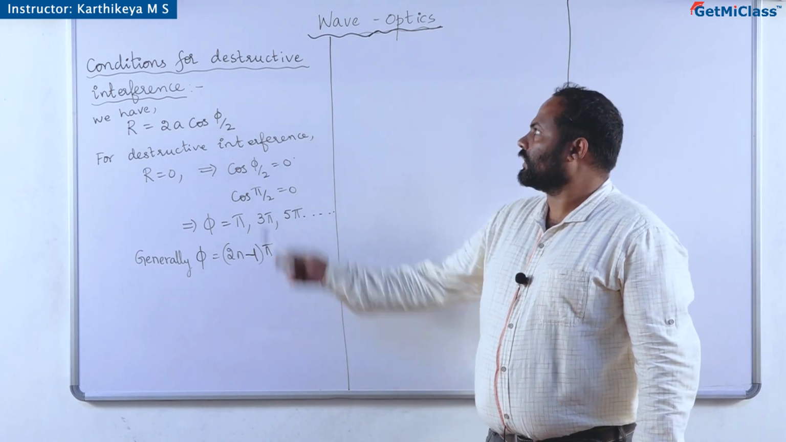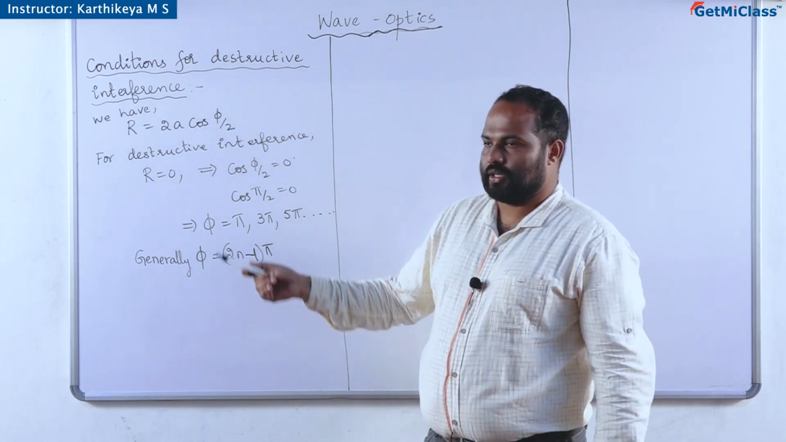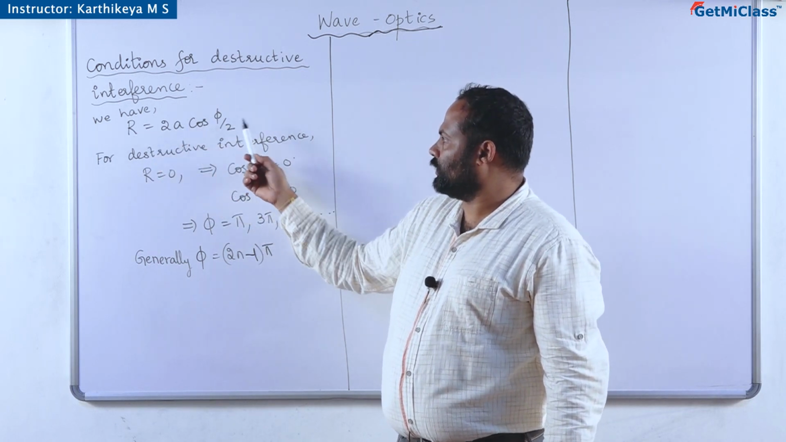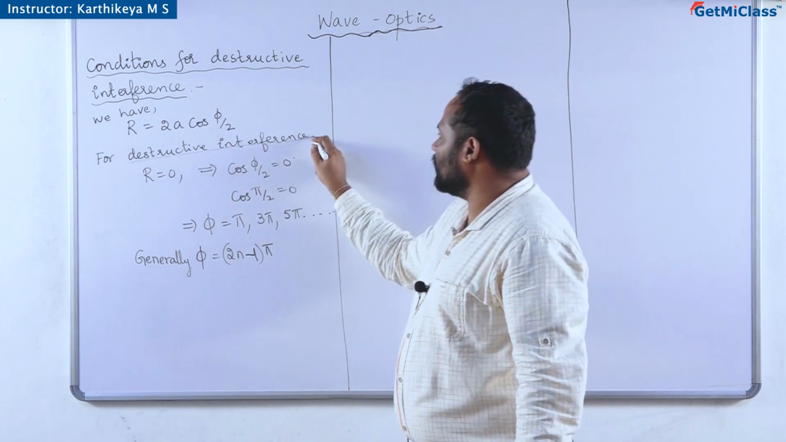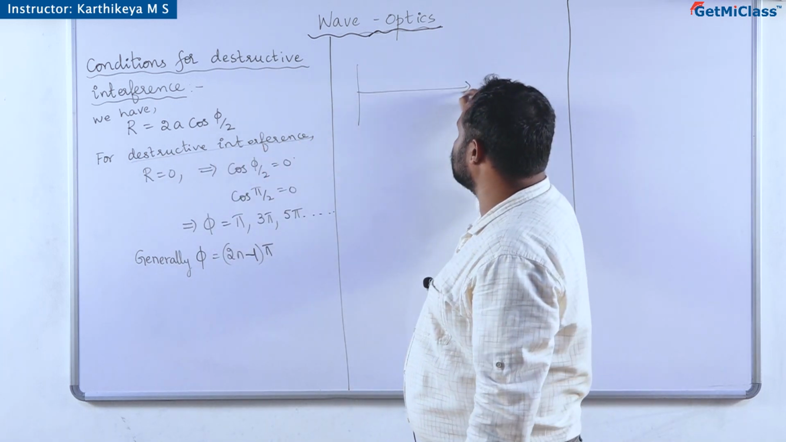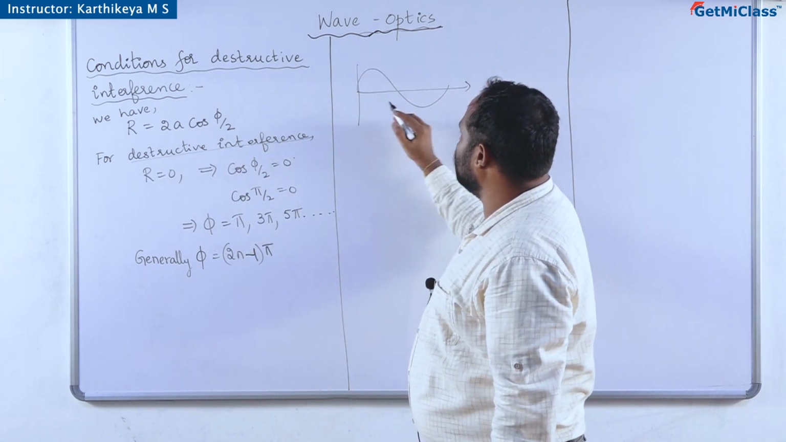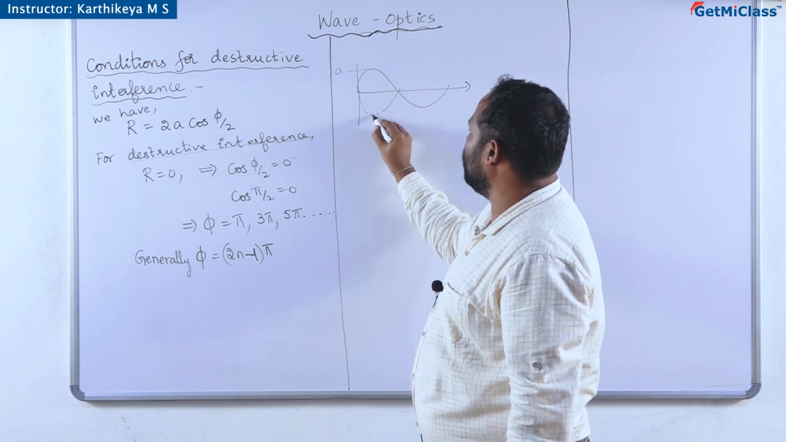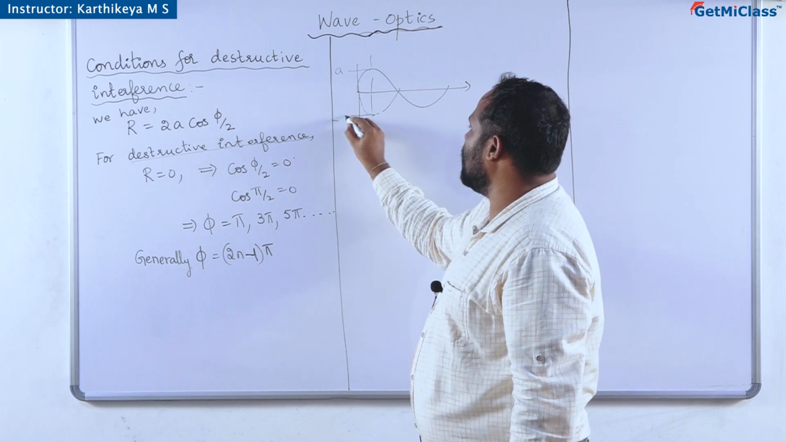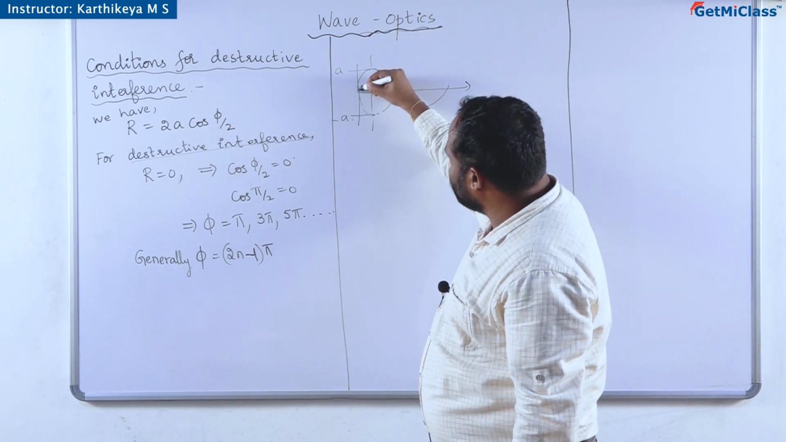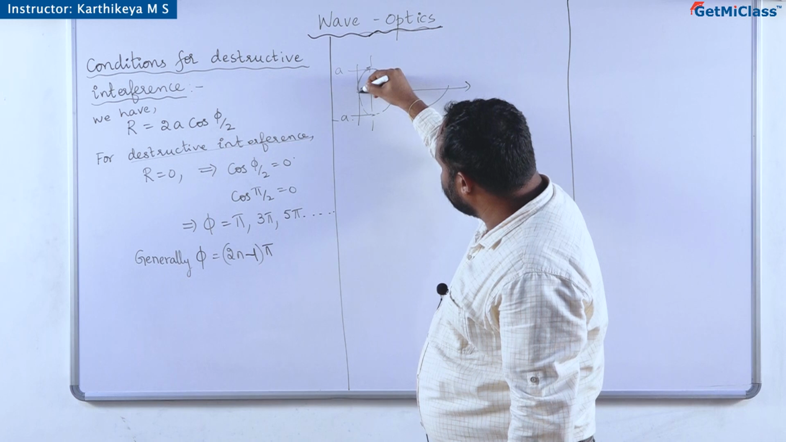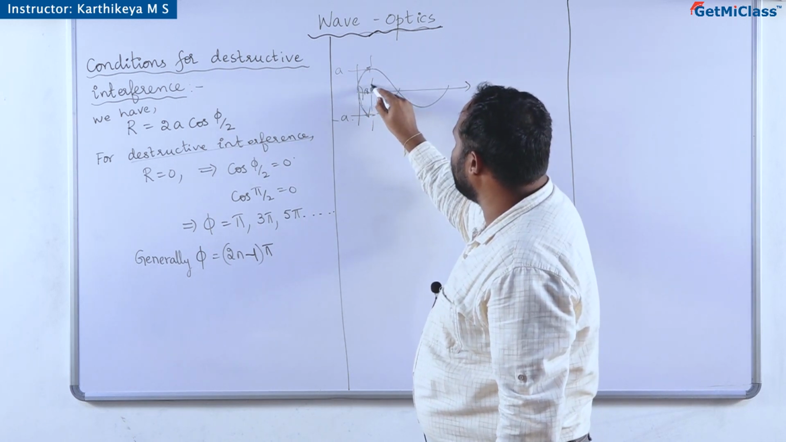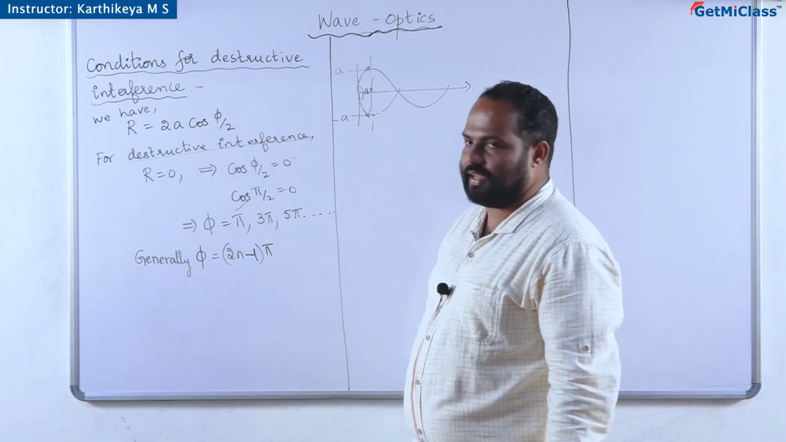Now let us see conditions for destructive interference. We have the amplitude of the resultant wave equal to 2a cos phi by 2. For destructive interference, see this amplitude A, at the same time another wave will have the amplitude minus A. So if this is going in the forward or upward direction, this is going in the backward direction. So the angle between them is 180 degrees or pi radians.